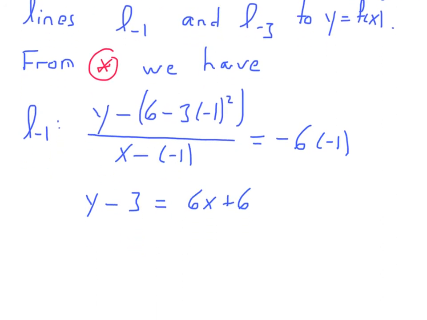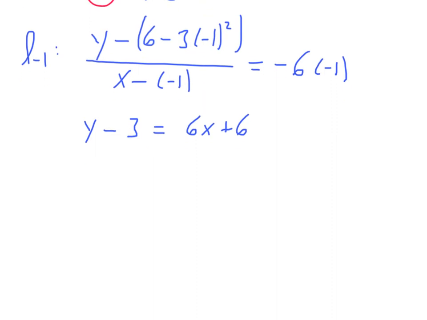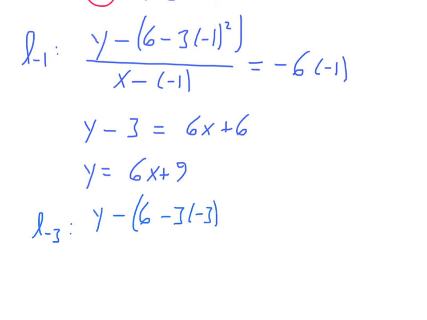And simplifying this further, we can write this as y equal to 6x plus 9. And you might check to see that the point minus 2, minus 3 really lies on this line. If x is minus 2, I'll get 6 times minus 2 is minus 12 plus 9, so y equal to minus 3. All right, the second equation is L sub minus 3. This time replacing the a in equation star up above by minus 3. And we'll have y minus 6 minus 3 times minus 3 all squared, divided by x minus 3 is equal to minus 6 times minus 3.